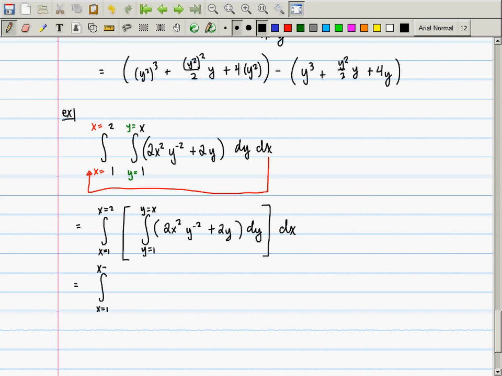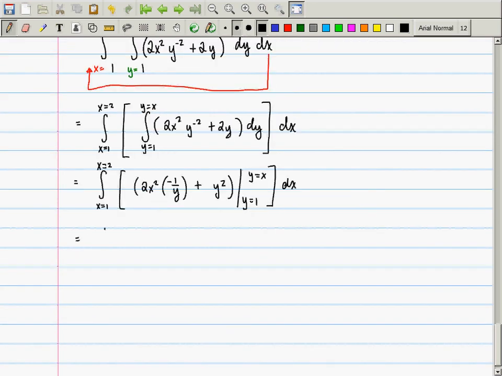So from x is 1 to x is 2, just copying that part. Okay, so now we're computing the antiderivative with respect to which symbol? Y. So then 2x squared, what's true about 2x squared in this context? It's a constant. So that's just a constant 2x squared. And then the antiderivative of y to the negative 2 is y to the negative 1 divided by negative 1, so negative 1 over y. And then plus the antiderivative of 2y with respect to y, which is y squared. Then this has to be evaluated from y is 1 to y is x. Does everybody see how we arrived at this juncture?